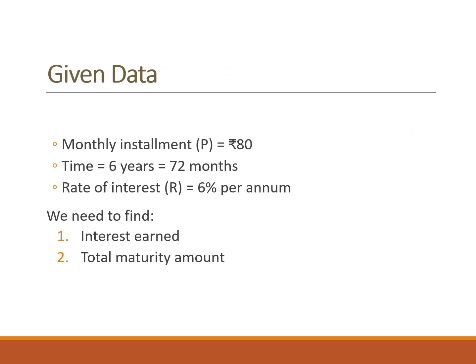Here's the information given. The monthly deposit, P, is 80 rupees. The time is 6 years, which equals 72 months. The rate of interest, R, is 6% per annum. Our task is to calculate the interest earned and the total maturity amount.